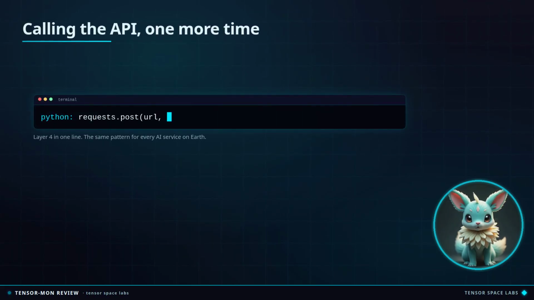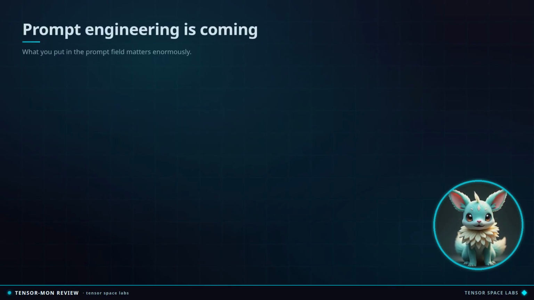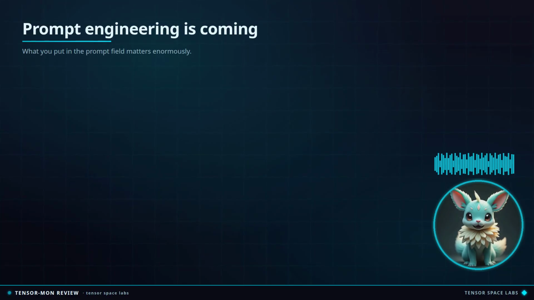Here is layer 4 in one line of Python. You call a URL, you send a model name and a prompt. You get a JSON response. That is it. Once you can do this line, you can build against every AI service in the world. Same shape, different URLs. You may have noticed a blank spot in that code. What goes in the prompt? The wording of that prompt controls the quality of the output more than almost anything else. We will cover prompt engineering in depth in week 6. For now, just try a few variations.